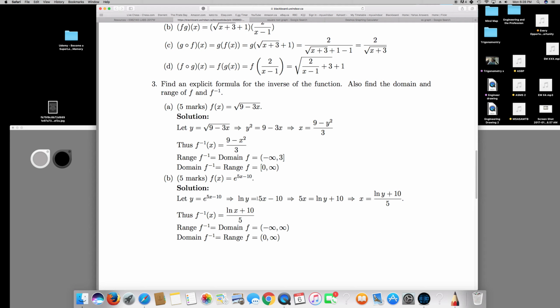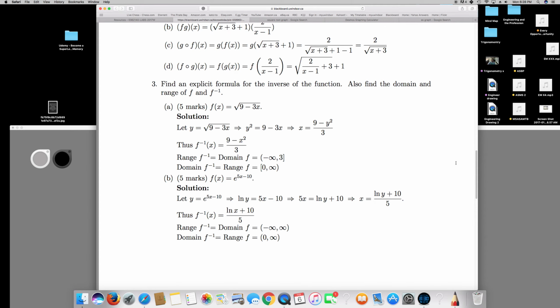So if I put ln y on the opposite side, ln of e to the power of 5x minus 10, the e and ln cancel. When both of them cancel, ln y is going to be equal to 5x minus 10, so I have to find the x value to find the inverse. So 5x is going to be ln y plus 10, and x is going to be ln y plus 10 over 5, right? So that's going to be our f inverse. So f inverse is going to be equal to ln x plus 10 over 5.